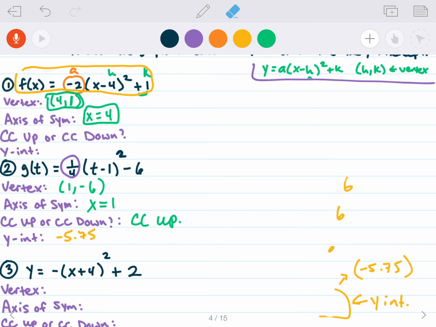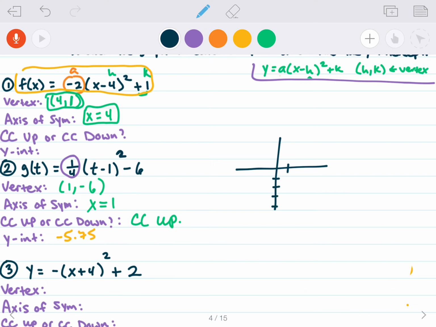If we were to do a very rough sketch, well, I always start with the vertex. So the vertex is at 1, -6. So when x is 1, y is -6. 1, 2, 3, 4, 5, 6. So that's about right here. It's our vertex. Oops, not -1, 1. And our y-intercept is -5.75. So it's really, really close to the y value of this vertex. So maybe it's right here or something. It's concave up.